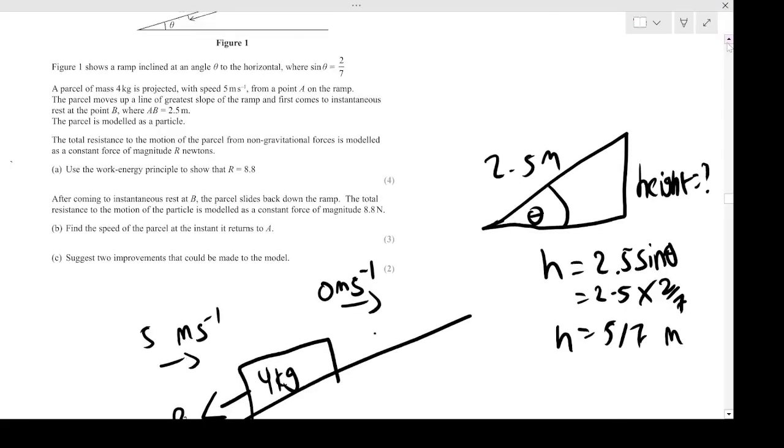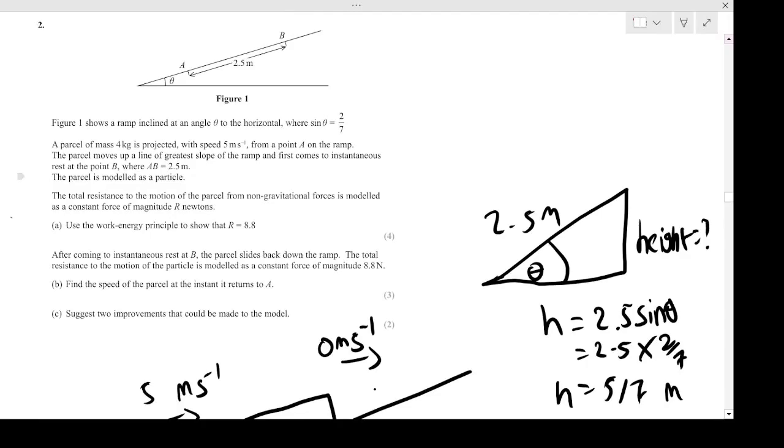Okay, now let's have a look at part B. We're told after coming to rest at B, the parcel now slides back down the ramp. The total resistance to motion is still 8.8 newtons. Find the speed when it returns to A. So essentially what's happening here is the exact opposite scenario. Instead of starting at A and ending at B, now we're starting at B and ending at A. Instead of moving from A up to B, now we're moving down from B to A.